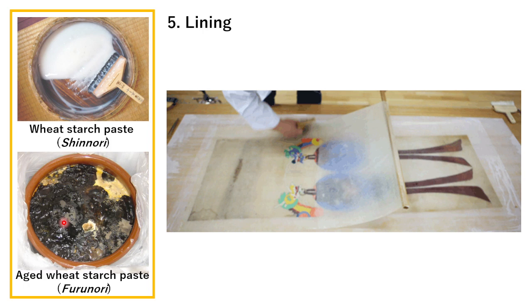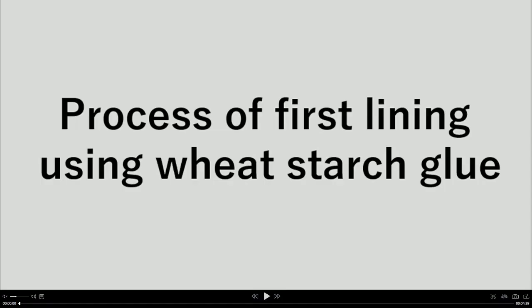Chemical glue was developed 60 years ago, but the safety and stability of new materials are uncertain. Therefore, conservators use starch paste, which is guaranteed to be safe, when repairing cultural property. I will show you a short video about the process of first lining using wheat starch glue. This video was created for my experiment to make paper samples in the laboratory.